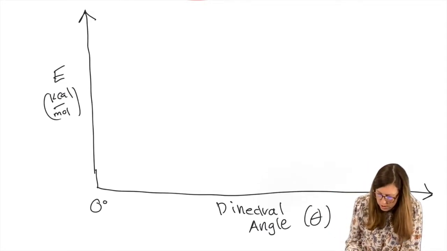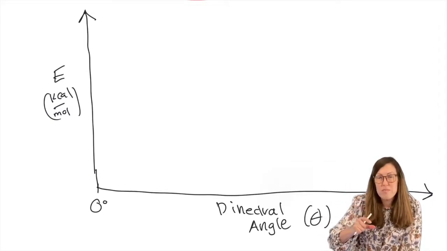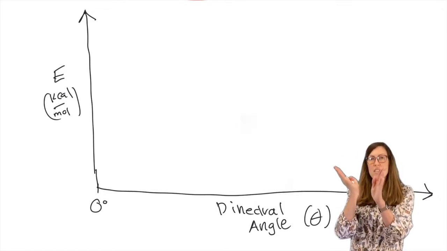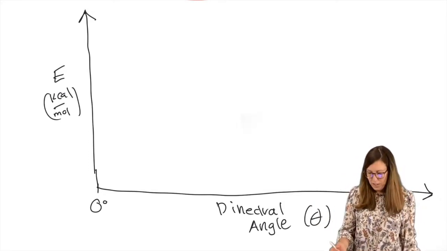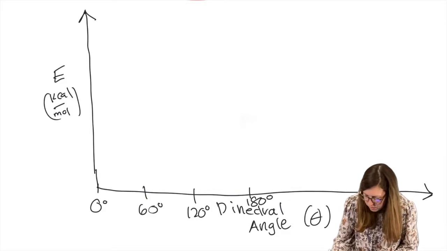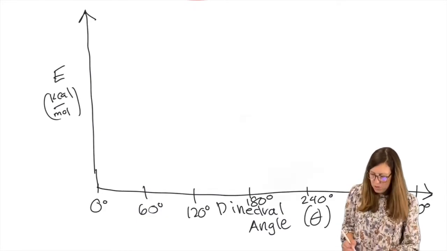So 0 degrees here. And remember, we did those 60-degree increments. So 0 degrees is the two H's eclipsed, then they're staggered, then they're eclipsed, then they're staggered as we move around. So 0, 60, 120, 180, 240. And I'm not getting rulers out and making these perfectly spaced, but I'm trying to visually make them somewhat evenly spaced.